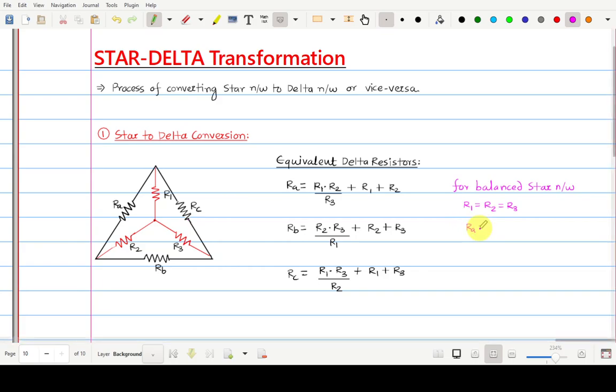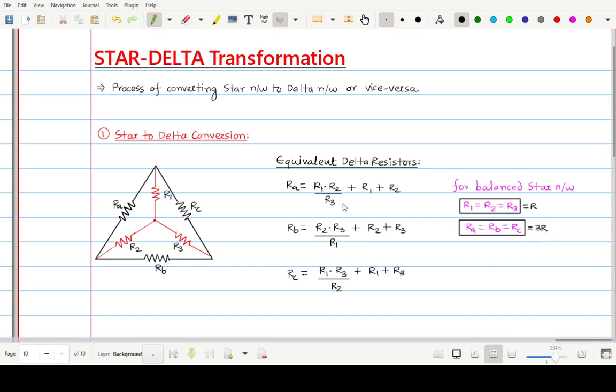So here also what we can write, RA is equal to RB is equal to RC. So if this condition is satisfied, then this condition will also get satisfied. Okay, and again note down one thing, if these three resistances are equal, suppose we are considering their value is equal to R, okay, so then newly formed delta resistors will have the value of 3 times R.